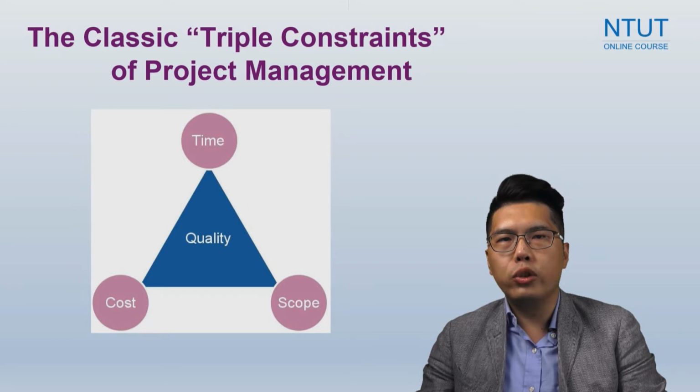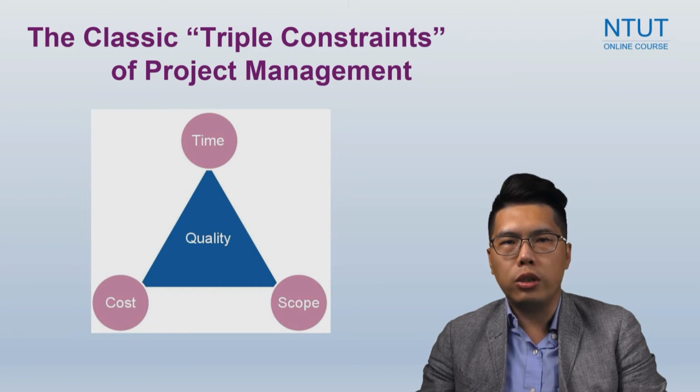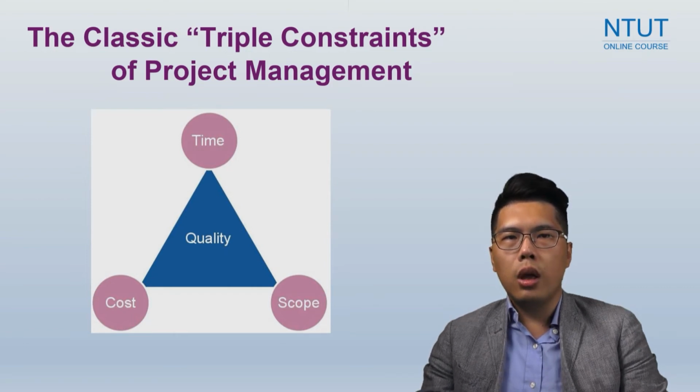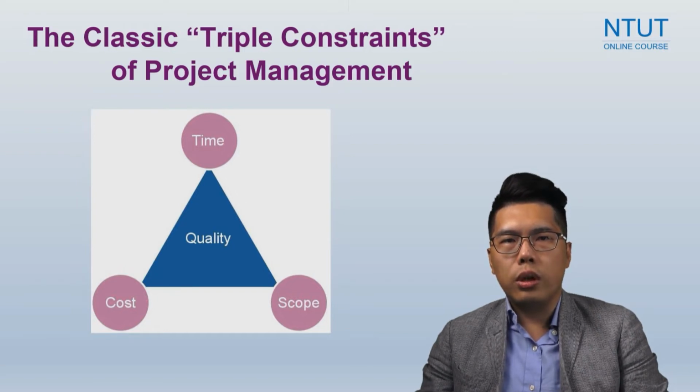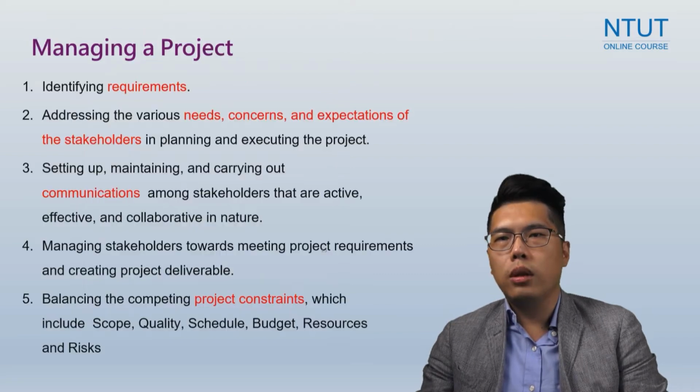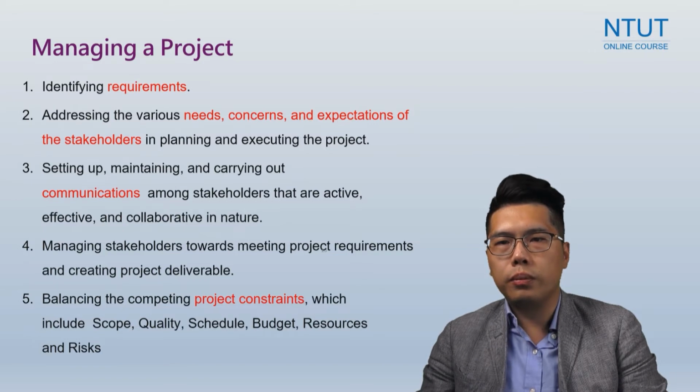And the time usually refers to the schedule of the project. And the scope means what are the things that you have to accomplish in the project. And the cost mostly relates to the management of the budget and funding of the project. So how do we manage a project?